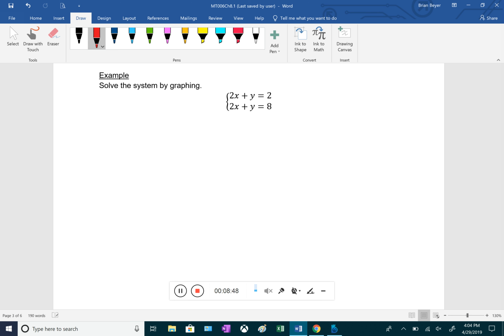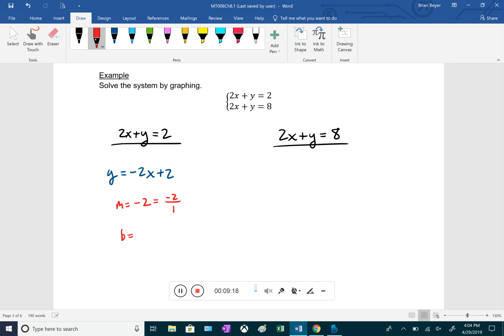So for this one, let's do this one a different way. Let's get these in y equals mx plus b form. So getting the first one in y equals mx plus b form, all we have to do is subtract 2x on both sides, and we get -2x. So y equals -2x plus 2. And the slope is -2, which is -2/1. And the y-intercept is +2.